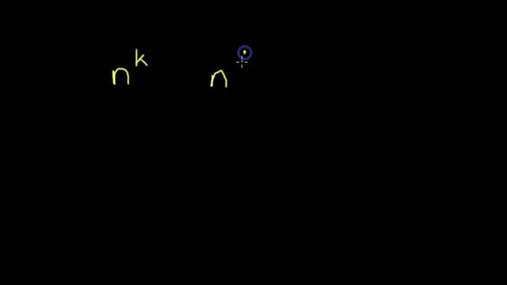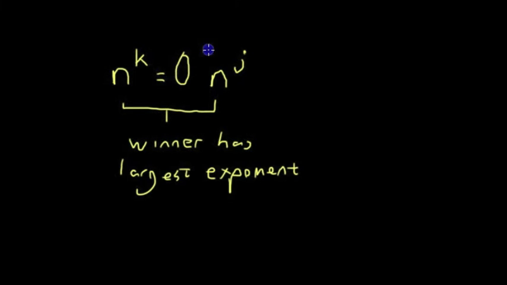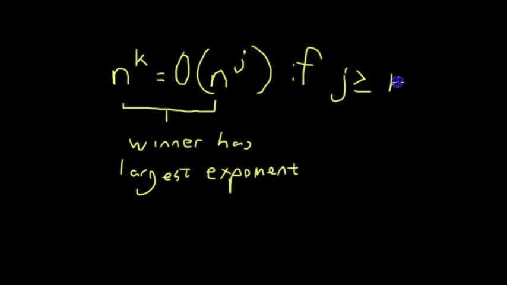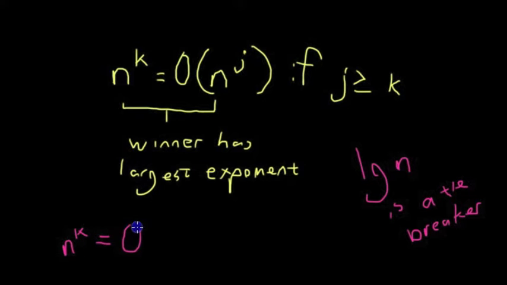So in general, we have n to the k, and we have n to the j. The winner is always going to be the higher exponent. So in this case, n to the k is order n to the j, if j is greater than or equal to k. And the log of n, if it's in there anywhere, is just a tiebreaker. So n to the k is order n to the k times the log of n.